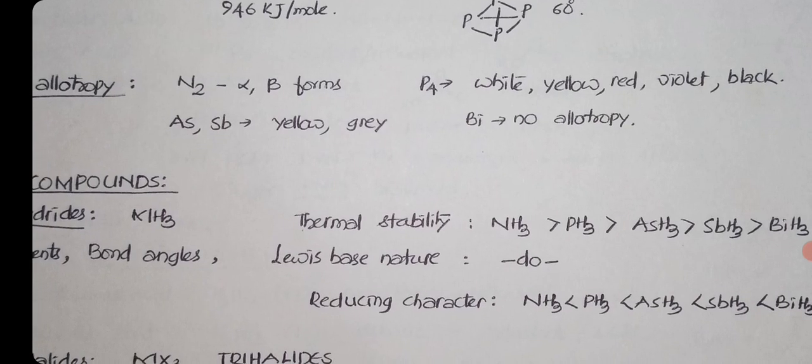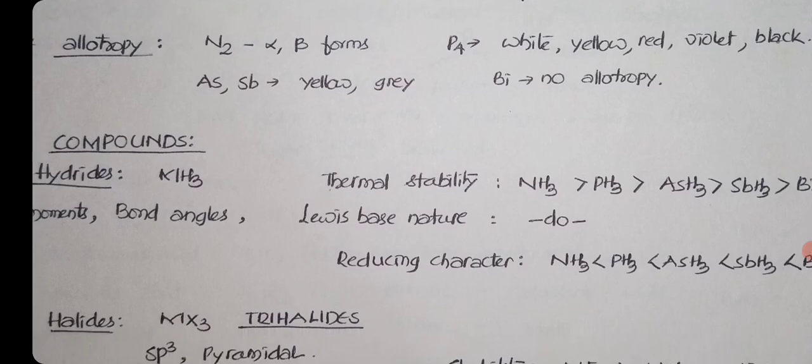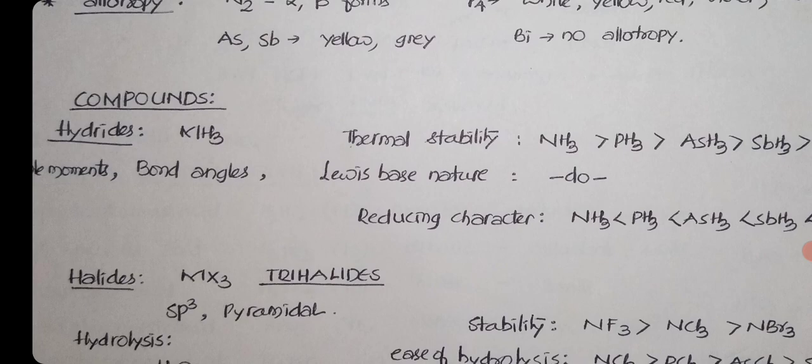Allotropy: solid nitrogen can show alpha and beta forms. Gaseous nitrogen cannot, but solid nitrogen can. Phosphorus can show white, yellow, red, violet, black phosphorus. Different colors are there. Arsenic and antimony show yellow and gray forms. Bismuth, as it is a metal, doesn't show any kind of allotropy.